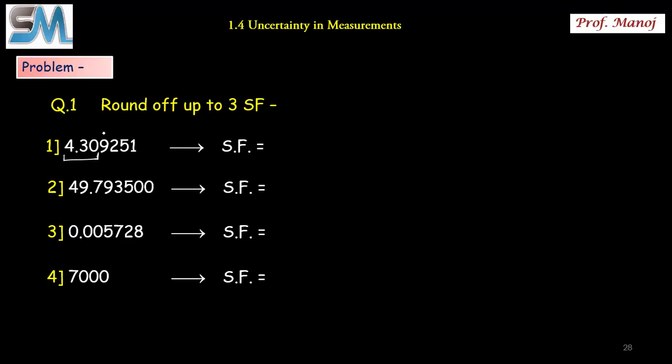So the digit you want to remove is 9. It is greater than 5. So we have to add 1 to the previous. Here I am going to add 1. Significant figures 3. So my answer should end over here.